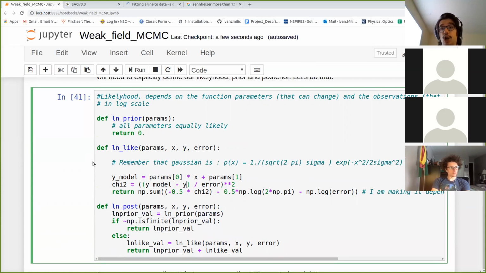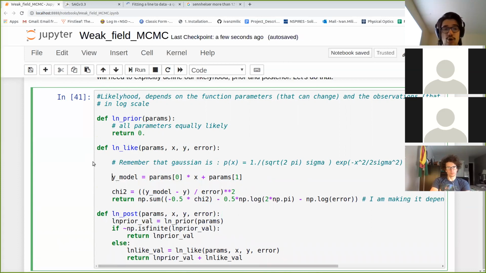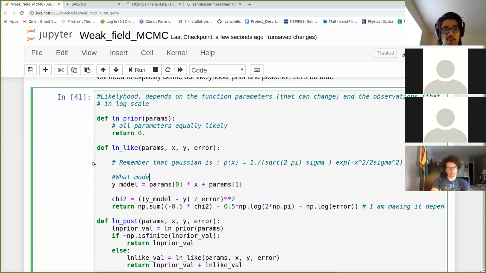And remember that we log and then we sum, right? So first of all, for these values of parameters, I'm going to calculate what the model predicts. We are using the linear function, so what does the model predict? It predicts a linear function, which in this case looks like this. Y predicted, or Y model as I'm calling it, is parameter 0, which is the slope, times x plus the intercept.